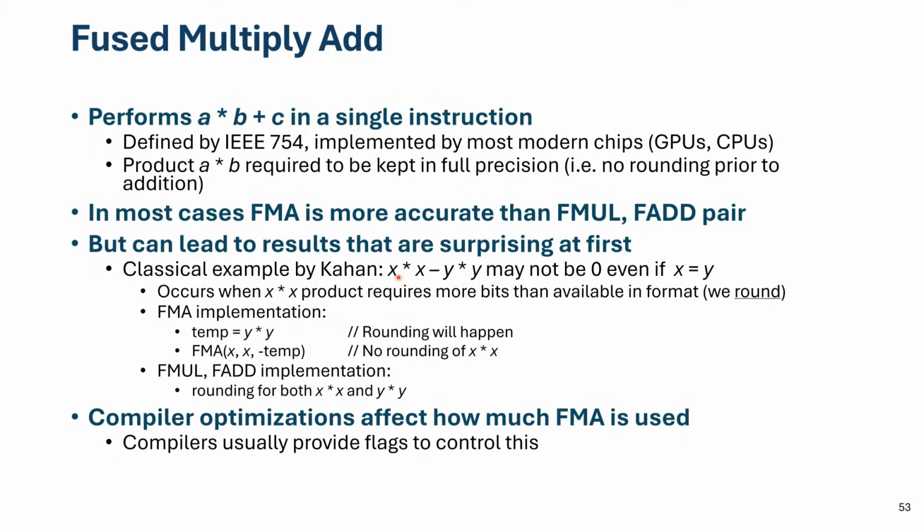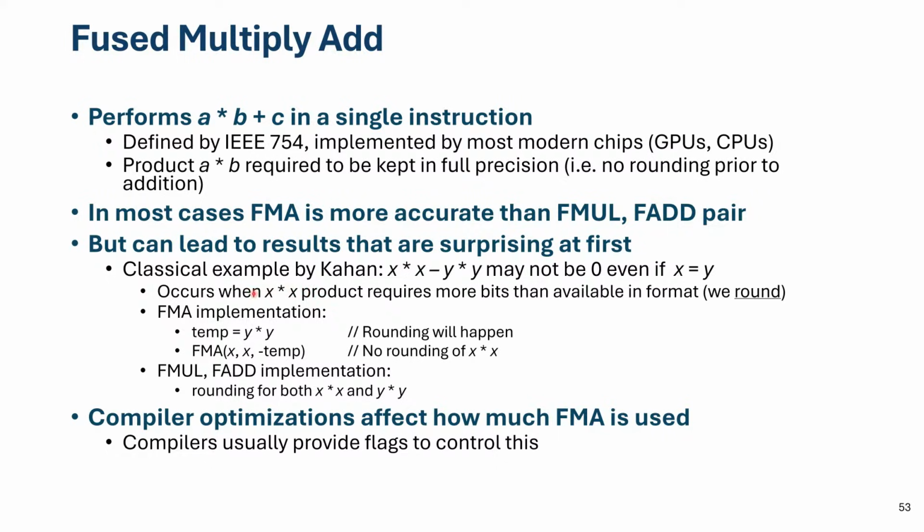So one case is where x times x minus y times y may not be 0 even if x is equal to y, right? So technically, it's really the same value squared subtracted from the same value squared. So that's kind of surprising algebraically at first, but if we dig into what's happening underneath, it's understandable why you could get non-zero outputs in this case. And you will get this inequality whenever the x times x product requires more bits to be represented accurately or precisely than your destination format has, right?